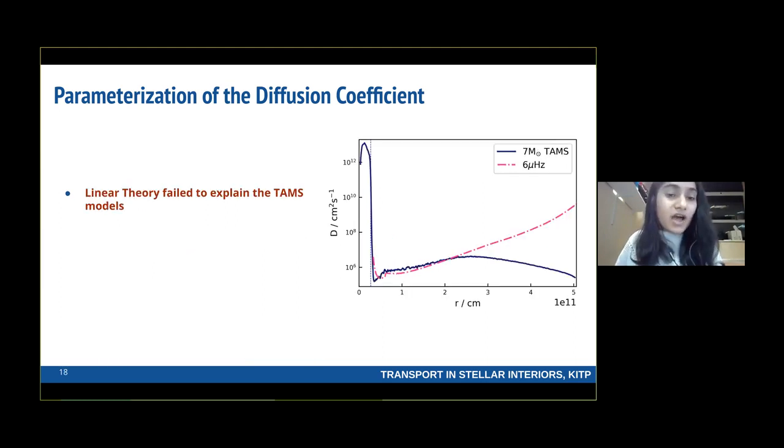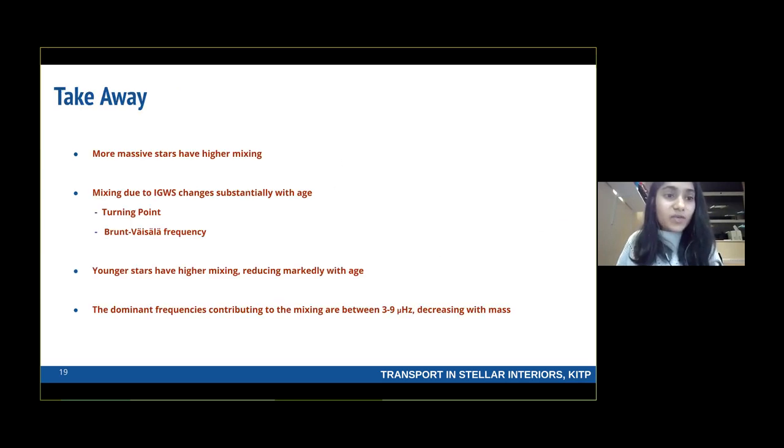We also looked at how the theoretical diffusion coefficient varies for the TAMS model, and we find that the theory couldn't explain it well. Here is an example showing the diffusion profile for the 7 solar mass TAMS model in blue from the simulation and in pink from the theory. The theory and the simulation don't match, as I had already mentioned before. So I conclude my talk here.